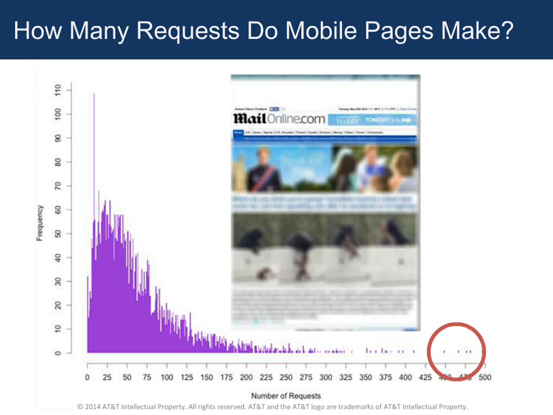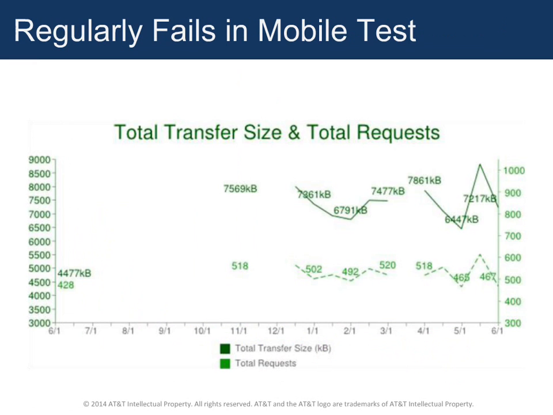One of the things this brings with such a large site is that it regularly fails. So this is supposed to be a trending chart over time of Mail Online, and you'll notice there are lots of gaps where the test for it has failed. And when I was trying to generate a waterfall for this site, just look at it. It took me 9 tests before I even got a working waterfall.